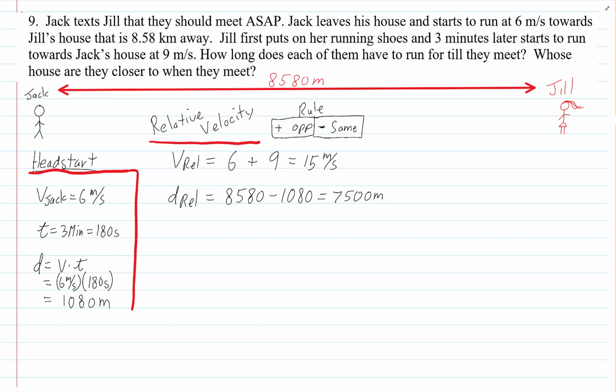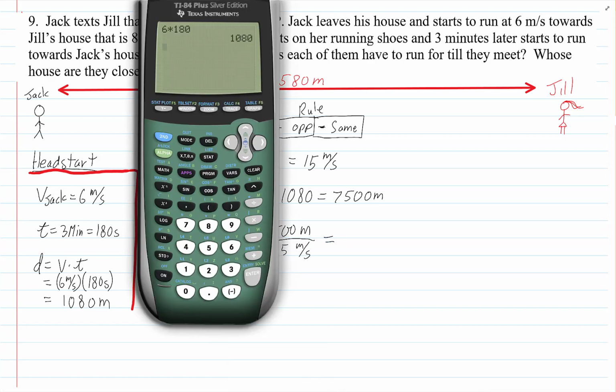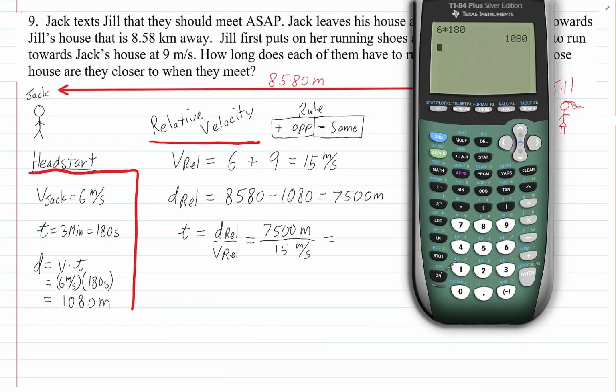So we pull up our formula for that. T is equal to D_rel over V_rel. And that is going to be 7,500 meters all over 15 meters per second. 7,500 divided by 15 is 500 seconds.